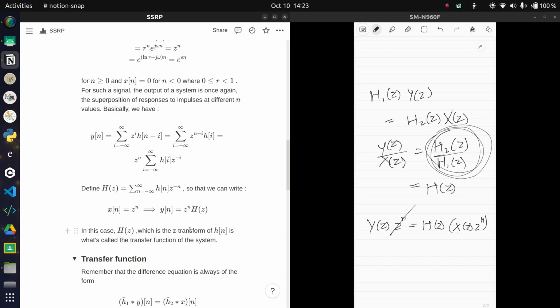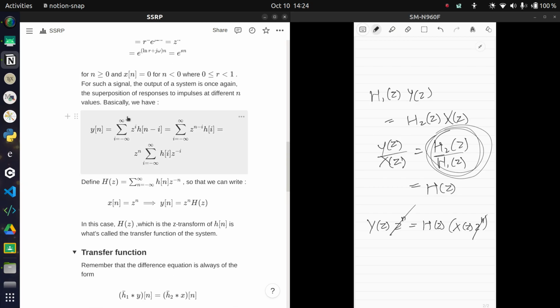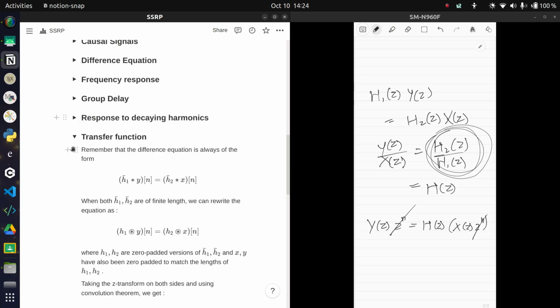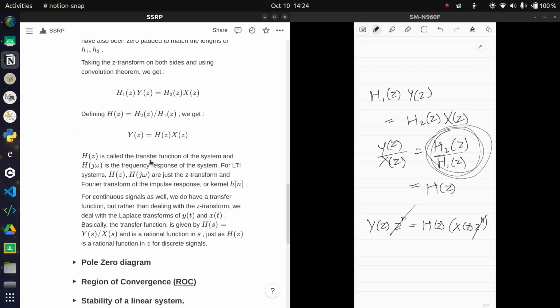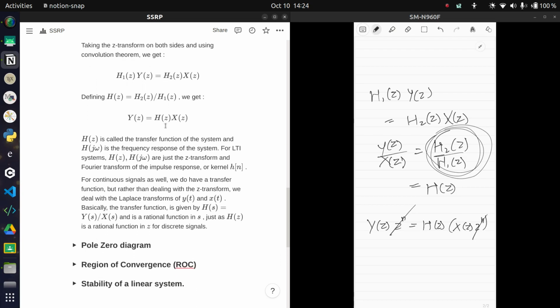Of course you can cancel these z power n terms and you just have this, because it's happening for every z value. You can just say, well, these functions must be such that this happens. Functions in z, of course. And so this is called a transfer function. H of z is just Y of z upon X of z. And of course it's the z transform of the impulse response, which might be infinite, but you still get a rational function in z. Actually not for some reason, you do get a rational function because of the way we have implemented the system.